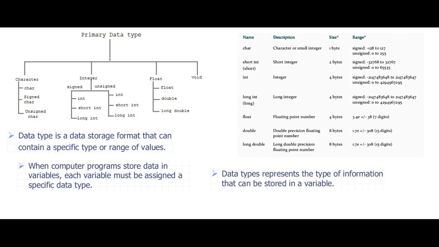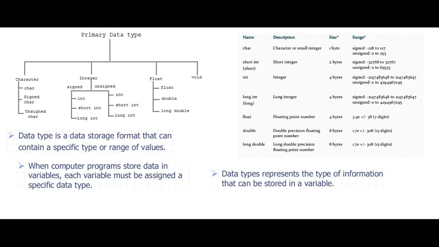The primary or fundamental data type is divided into different types: character, integer, float, and void. The character data type is divided into three types: char, signed char and unsigned char. Integer is also divided into three parts: int, short int and long int. They can further be divided on the basis of signed and unsigned. Next is float, which is also divided into three parts: float, double, long double. And the last one is void.